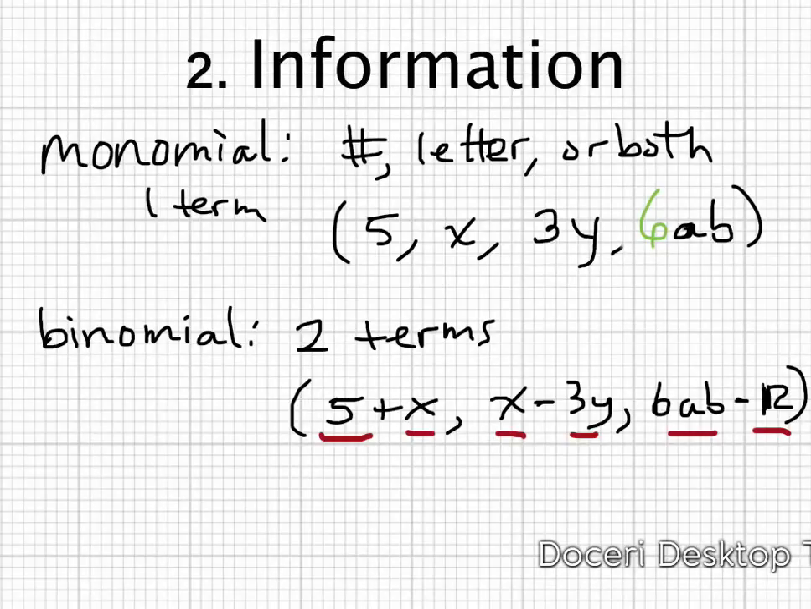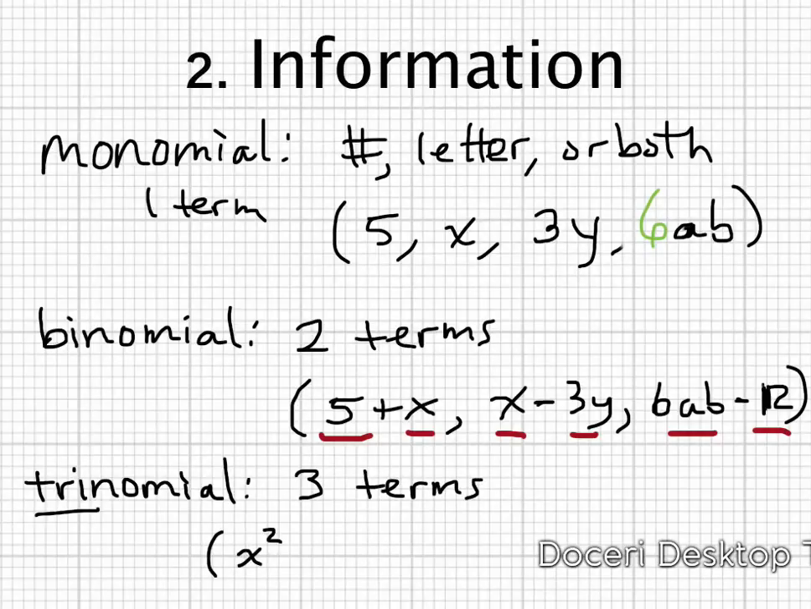So my next question would be, what's a trinomial? Well, tri sounds like a triangle, and a triangle has 3 sides, so this is going to have 3 terms. So some examples of that are x squared plus 2x plus 1. That's an example. Or 4x squared minus 2x plus 6. That's also another example.